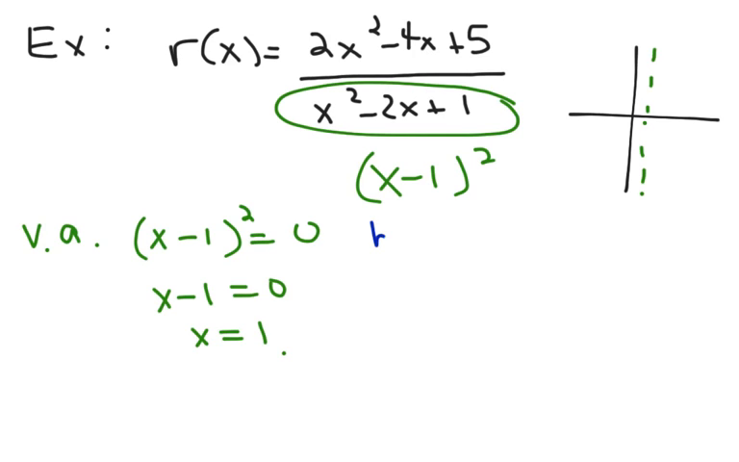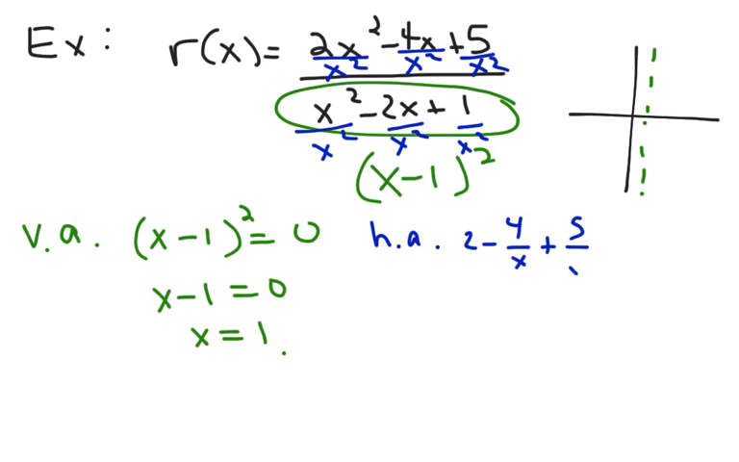One way of finding the horizontal asymptote, which is a precursor to some stuff we'll do in calculus, is to take the biggest exponent of x and divide every term by it. So the biggest exponent of x is x squared. So I'm going to divide everything by x squared, and then simplify. And I get 2 minus 4 over x plus 5 over x squared in the numerator, and 1 minus 2 over x plus 1 over x squared in the denominator.